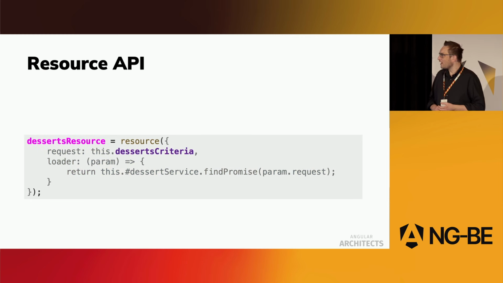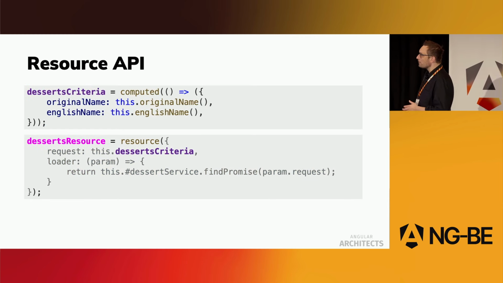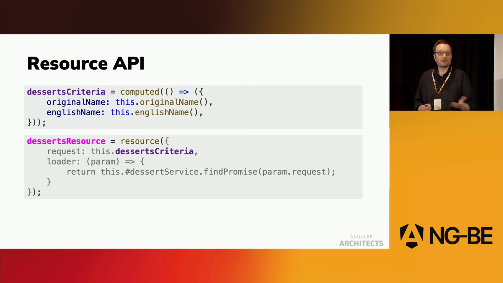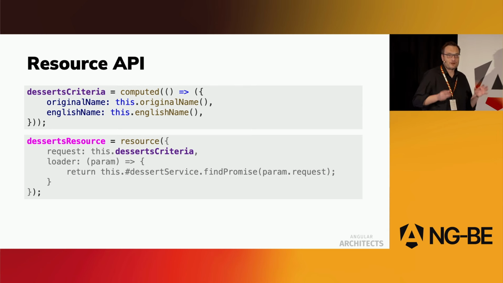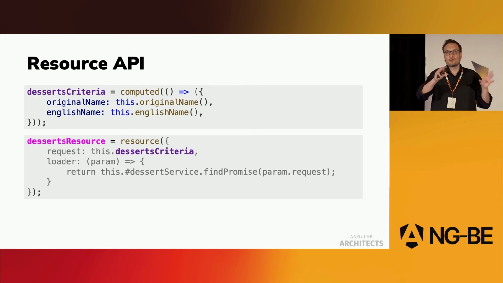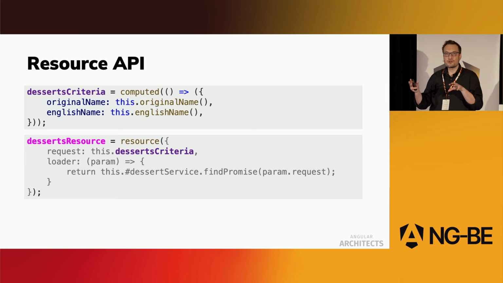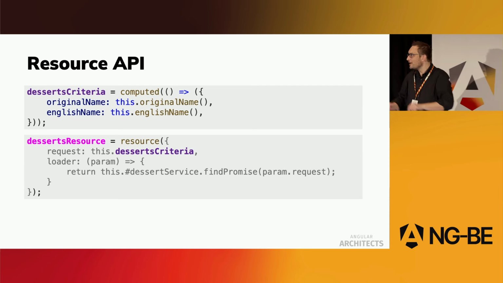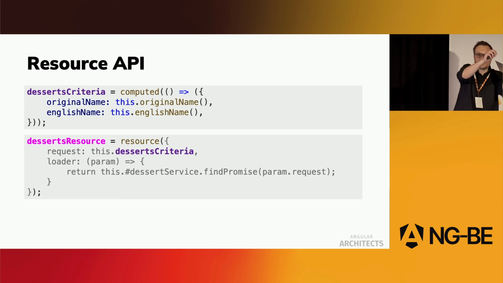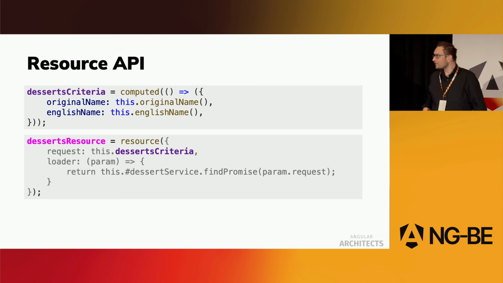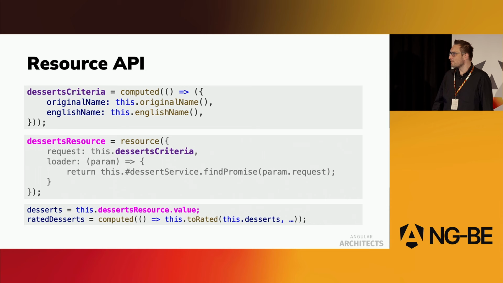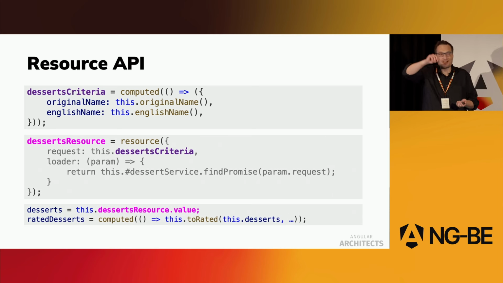And now we see how all of this nicely fits the marble run. We have the deserts criteria, which are just a composition of the other two criteria, English name, original name. Both go in there. Deserts criteria go out. Deserts criteria go in the resource, and we get something out, namely the resource value that is then sent to the next computation. And so we have a nice end-to-end data flow.